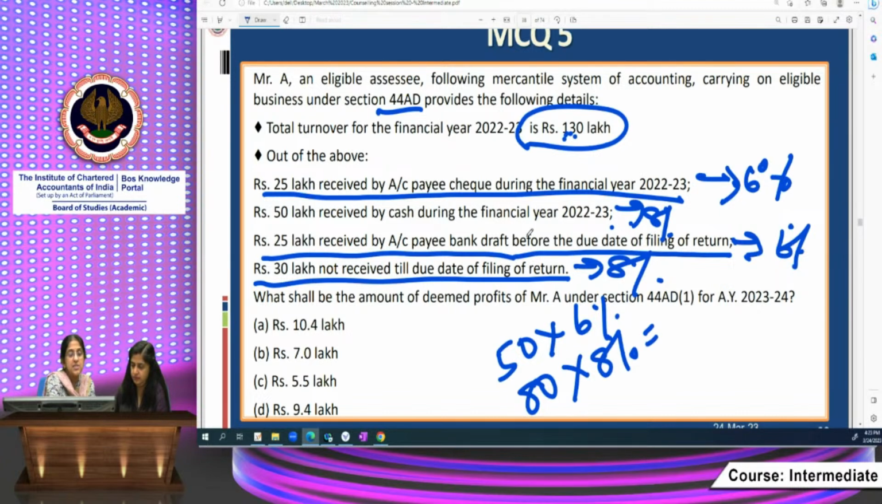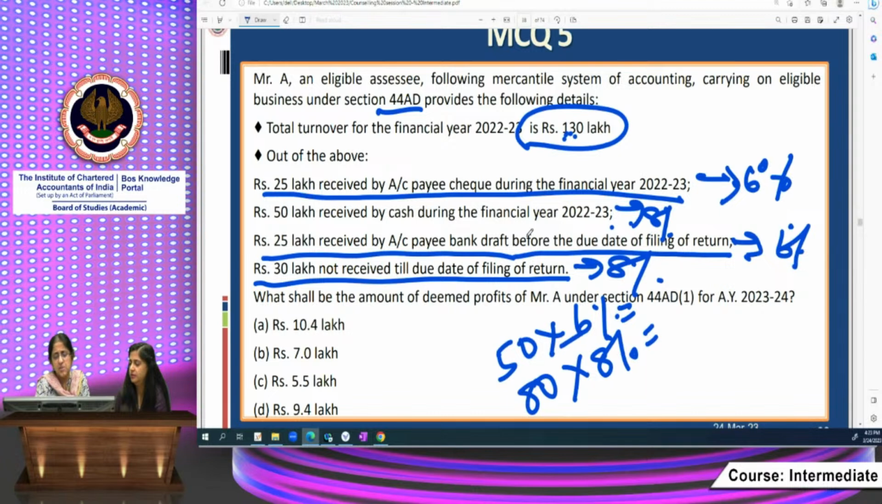Rather than doing this 50 plus 30, because it may be possible that they don't give you information relating to the 30 lakh. It is implied. If they are telling that this much they've received, that means the other portion has not been received. It's accounted for on an accrual basis. But you should not make a mistake. Whatever qualifies for 6%, that figure you first sum up and then deduct it from the total turnover of 130 lakh. Okay? So 50 lakh, 130 minus 50 is 80 lakh.